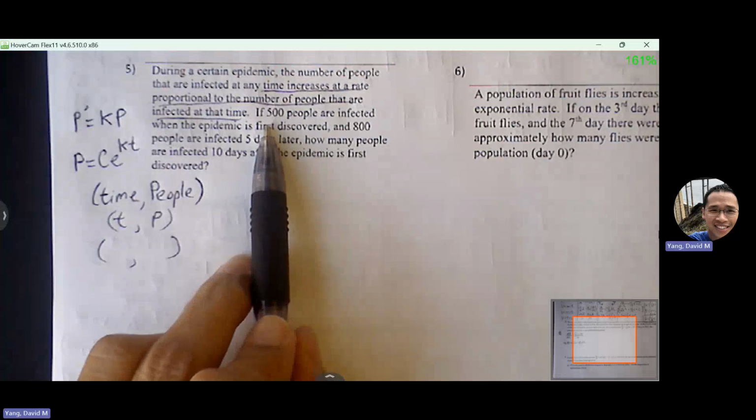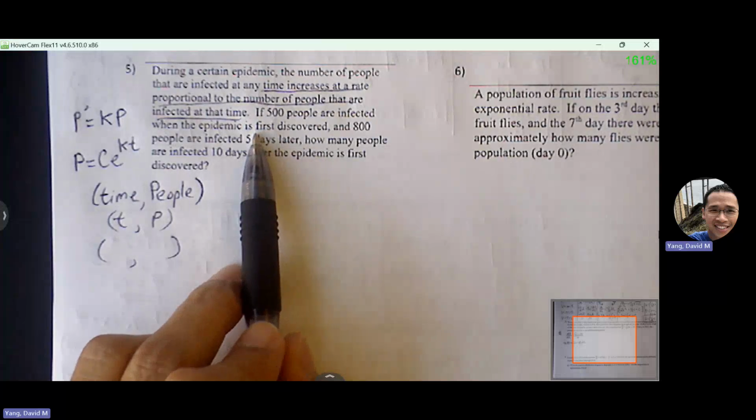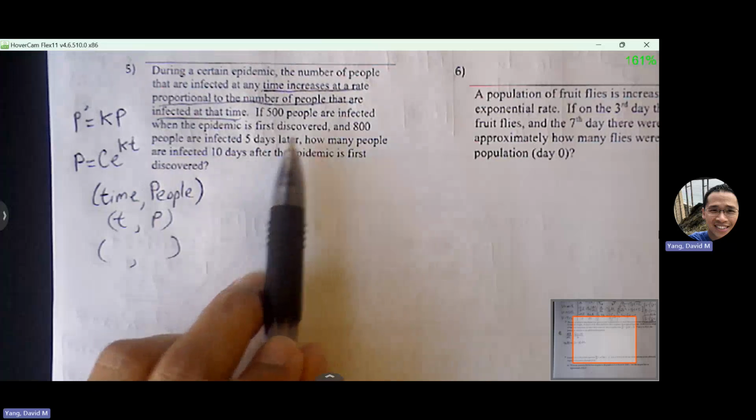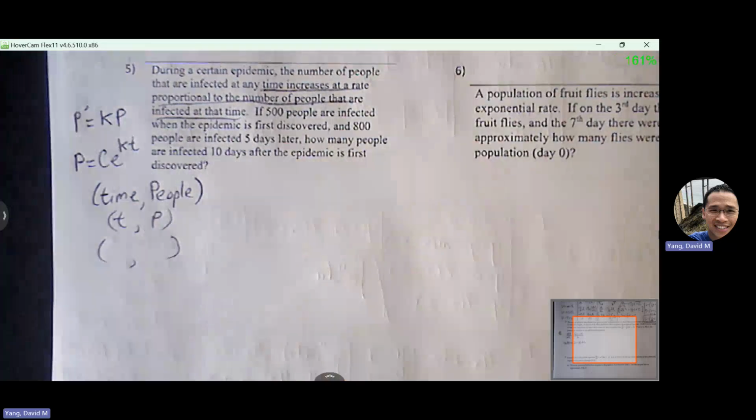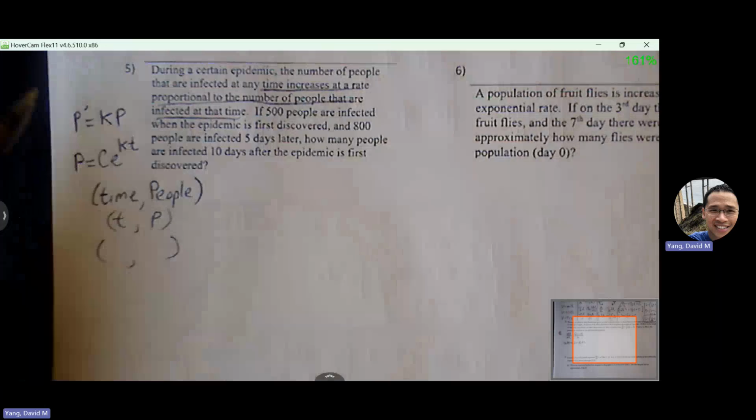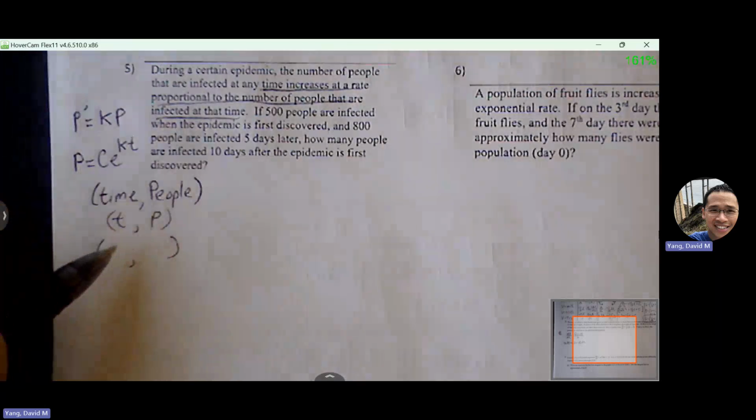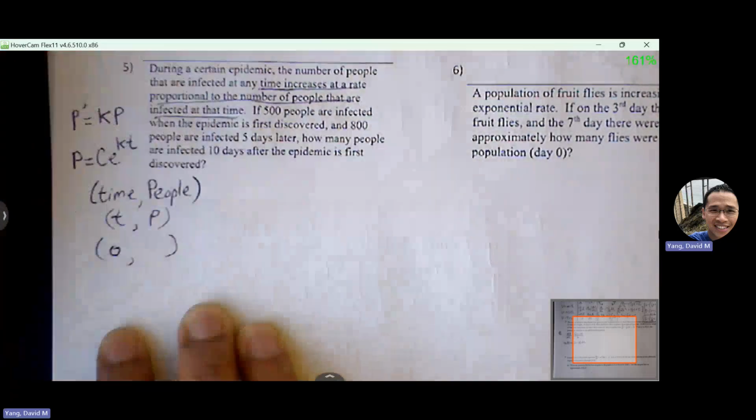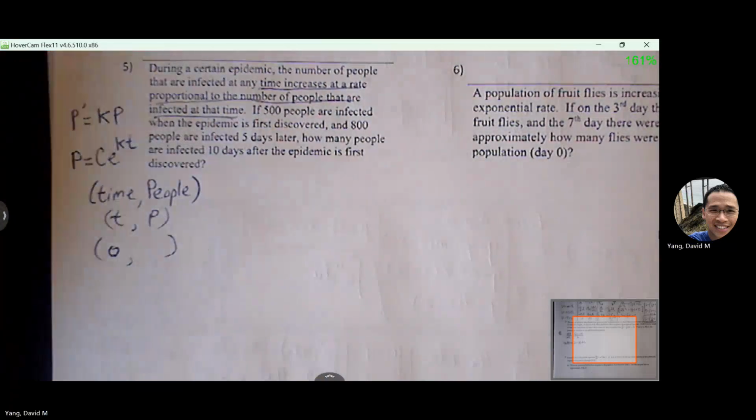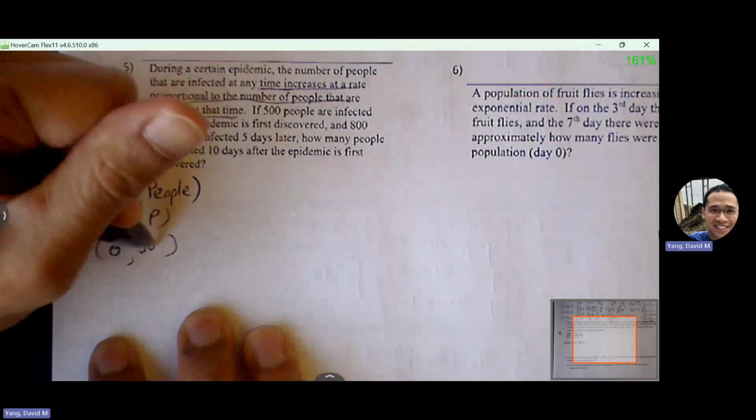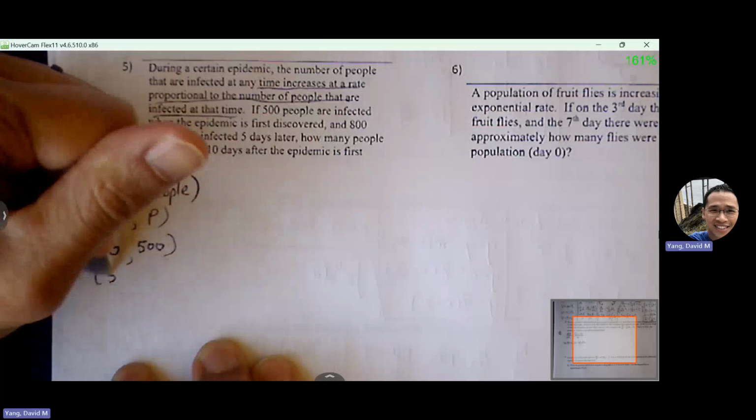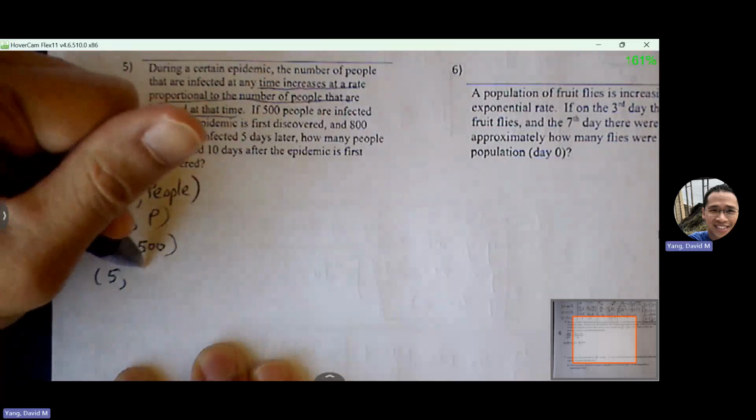So if 500 people were infected when the epidemic is first discovered, and then 800 people are infected 5 days later, how many people are infected 10 days after the epidemic? So I like to always involve 0 for T, and the earliest possible time in the problem will be time 0. So we know that at time 0, 500 people. 5 days later, it's another ordered pair we can create. 5 days later, 800 people.